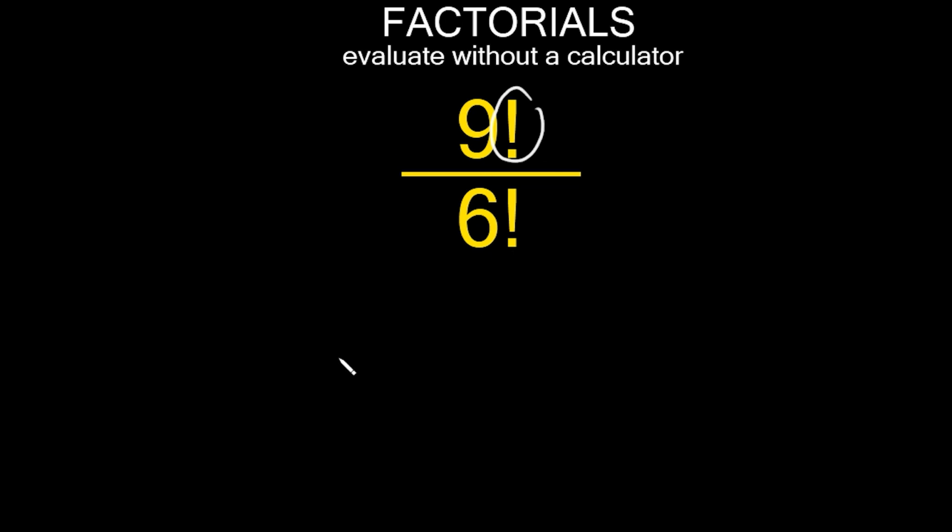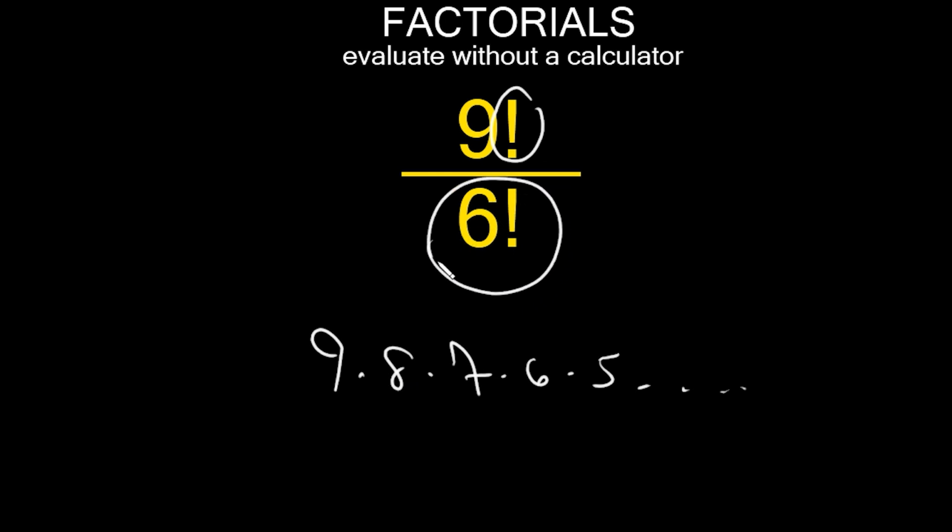So for example, I would do 9 times 8 times 7 times 6 times 5 and so on until I get to 1. That is what a factorial is telling you to do. It's pretty straightforward. But you can see that this number is going to be huge, right? Same thing on my denominator. This is going to be a pretty big number. So how do you do this without a calculator?